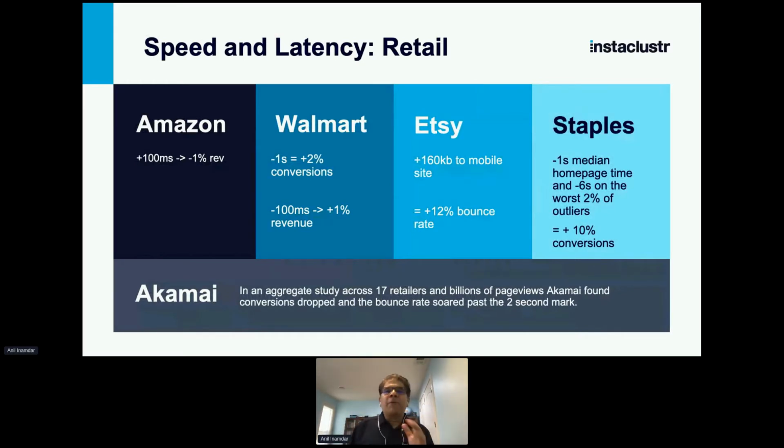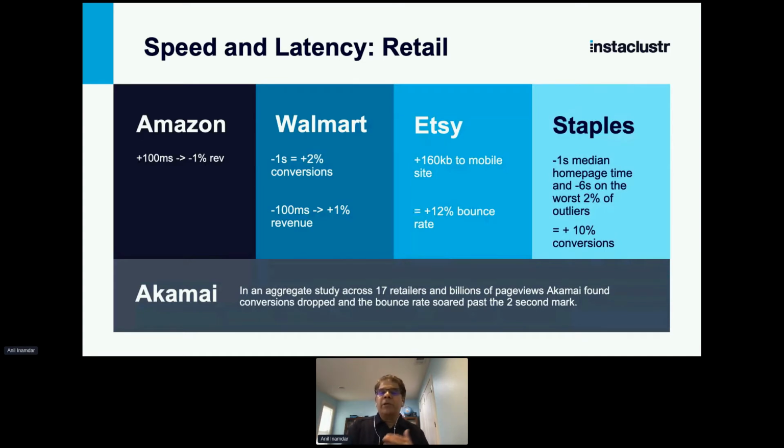Amazon found that increasing website latency by 100 milliseconds led to a 1% loss of revenue. Walmart found that changing page load times by 1,000 milliseconds led to a 2% gain in conversions with a similar effect on revenue as Amazon. Etsy found in an experiment that adding weight to their mobile site of 160 kilobytes led to a 12% increase in the bounce rate of people clicking away from their site.